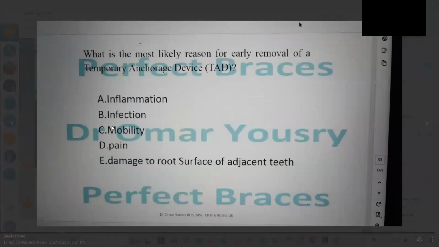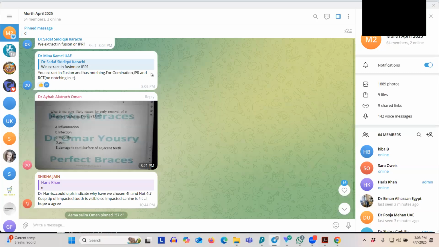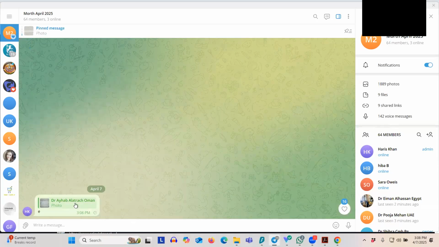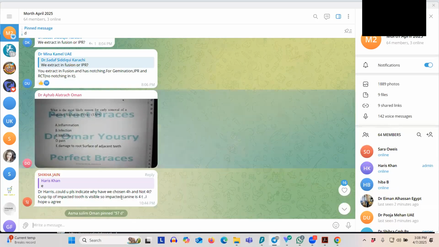What is the most likely result of early removal of a temporary device? If you remove it yourself, that is option E. We discussed this. Could you indicate why we have chosen 4H and not 4T? Because 4H comes before T.